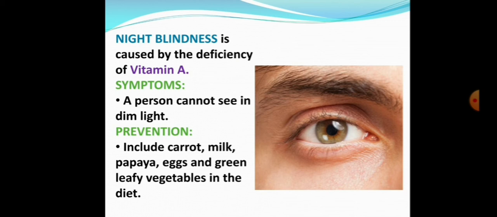Then prevention. How can we prevent night blindness? For this, we should include carrot, milk, papaya, eggs, and green leafy vegetables in the diet.